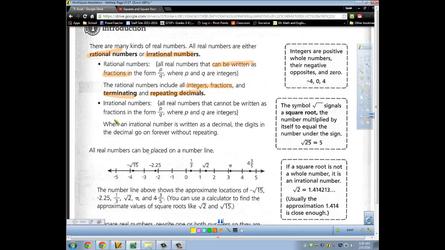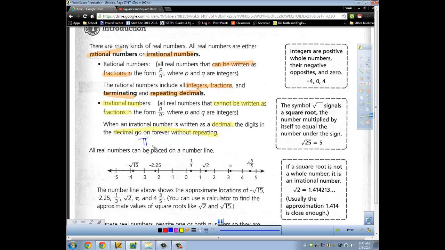Irrational numbers. Ir means not, so irrational numbers are numbers that cannot be written as fractions. The only time that's going to happen is if you have a decimal where the decimal goes on forever without repeating. Some good examples of irrational numbers are pi. Pi goes on forever and does not repeat.